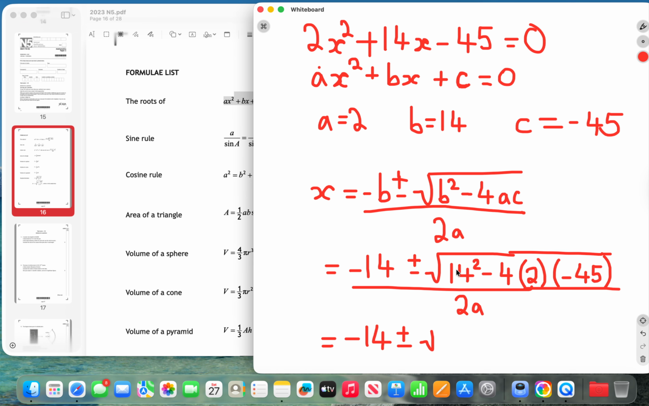So that's 196. I apologise about the slight mistake I made a second ago. I said 4 minus 2, I mean 4 times 2. I can get a few foot in the mouth moments, but I'll always explain what I meant. So that's 4 times 2 is 8, times 45 is 360. I've got 2 negatives, which make a positive. So that is plus 360.